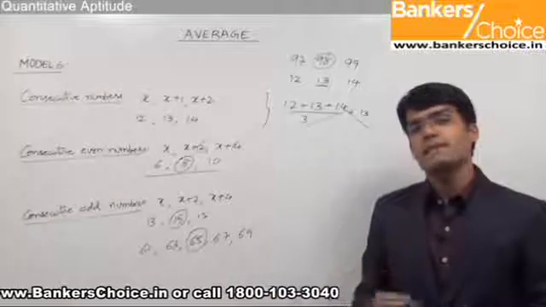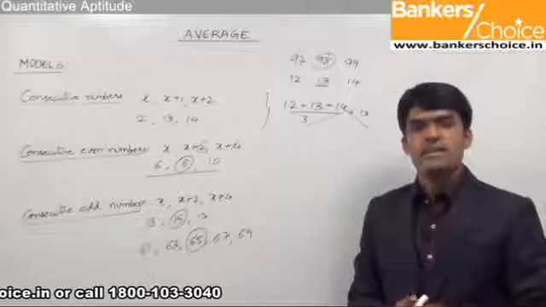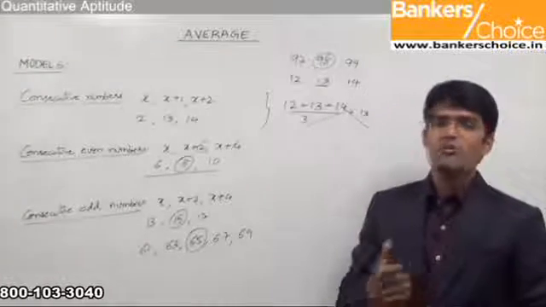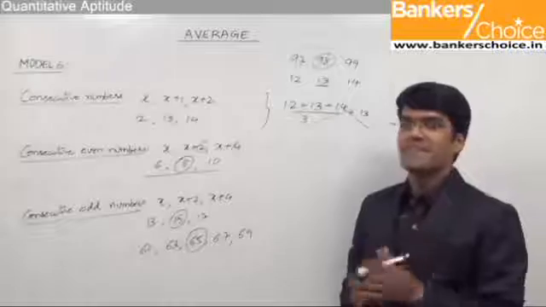But in case we have an even number of consecutive numbers, then there is not one middle number. So how to find out the average in such a case? Let us take an example.